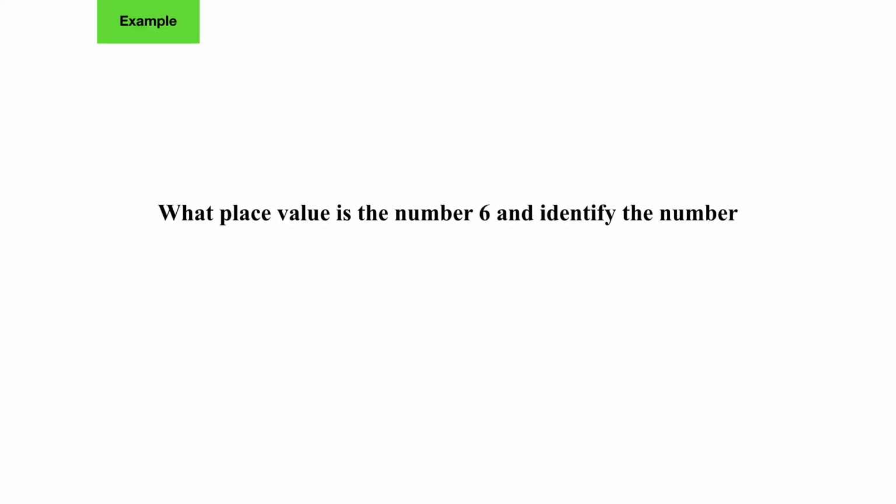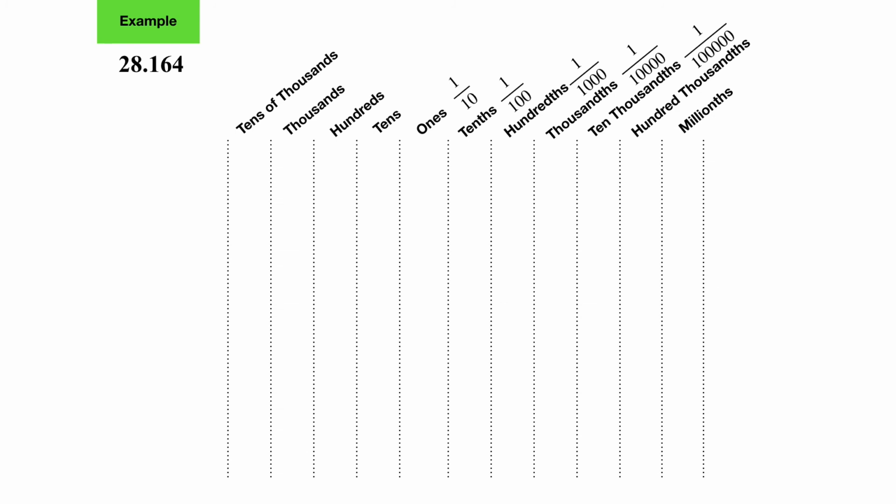What place value is the number 6, and identify the number. The number we have here is 28.164. So there's my place value table, and I'm going to add my number. First, working with the whole numbers from right to left, adding 8 ones, then 2 tens. Now working on the decimal side, after the point, working from left to right, 164.